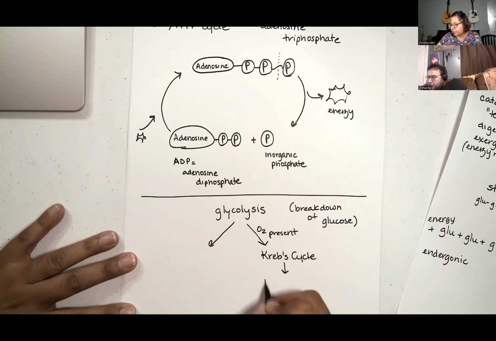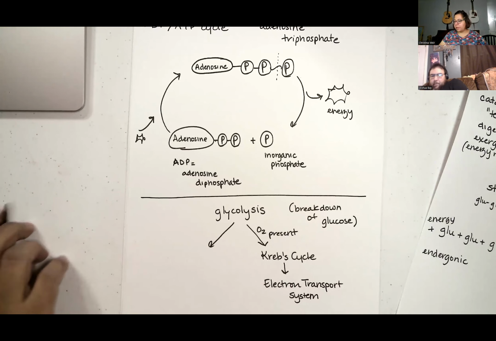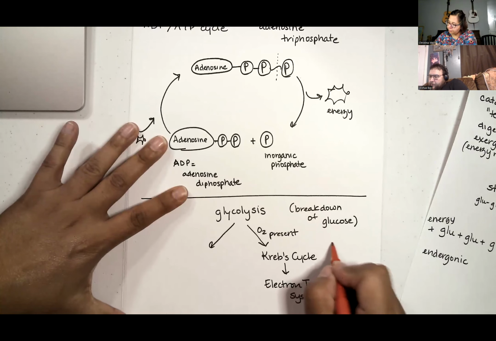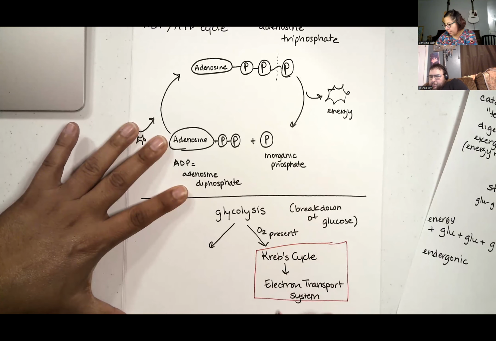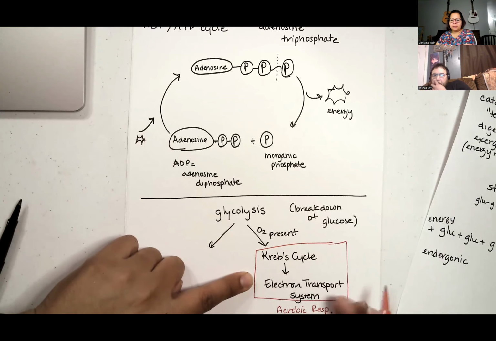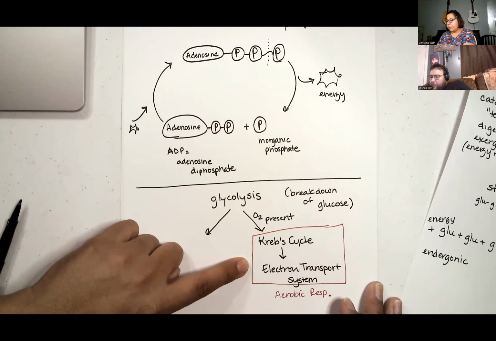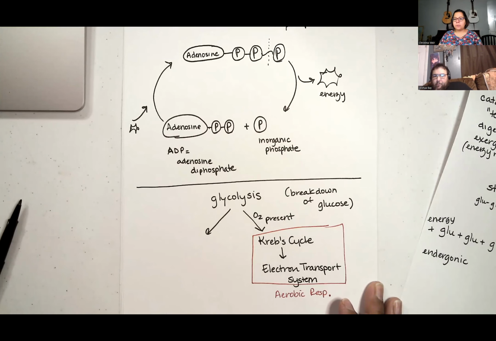And then after the Krebs cycle comes a series of reactions called the electron transport system. The term aerobic respiration really refers to these two together. That's really what is aerobic respiration. Some people count glycolysis as part of this. Really, though, it's just the Krebs cycle and the electron transport, which are considered aerobic respiration, because these things only happen if oxygen is present.